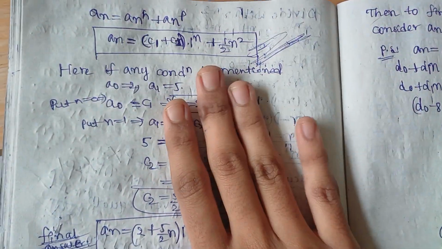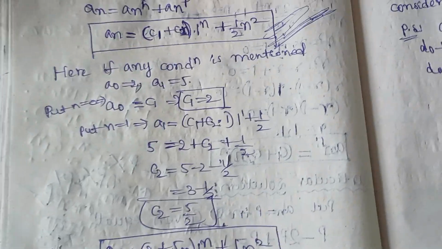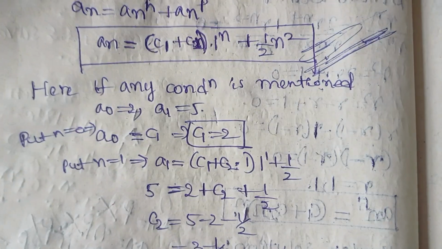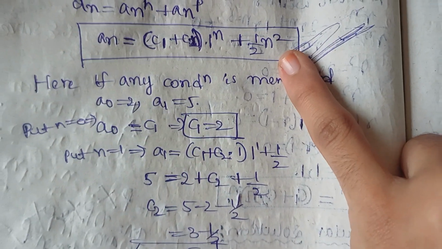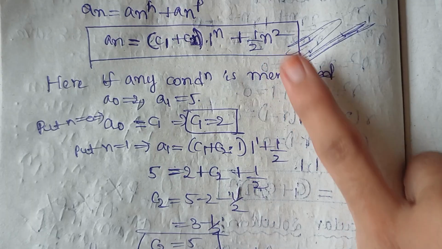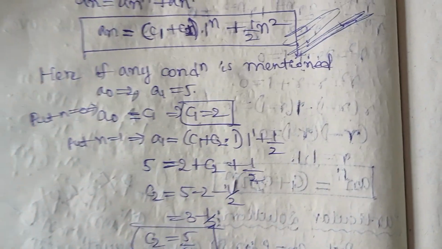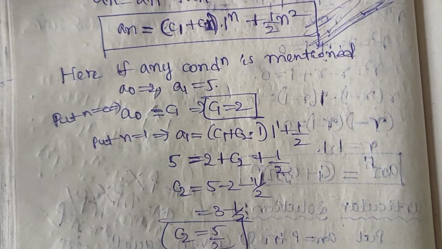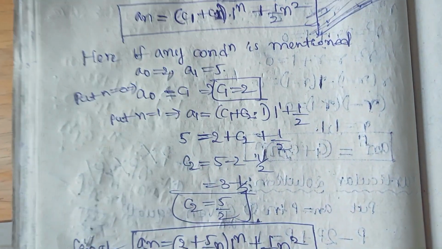But if any condition like the value of a0 or a1 is not mentioned, then stop till here. But if in the question a0, a1 and so on, such values are mentioned, then you have to proceed further. That is, as in the case of homogeneous relation, how we have done it, here also we'll do in the same way.